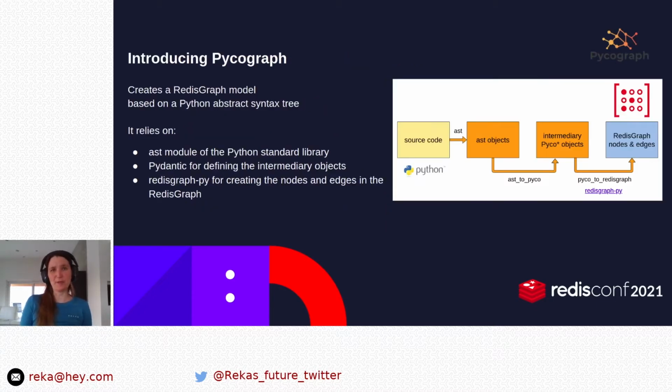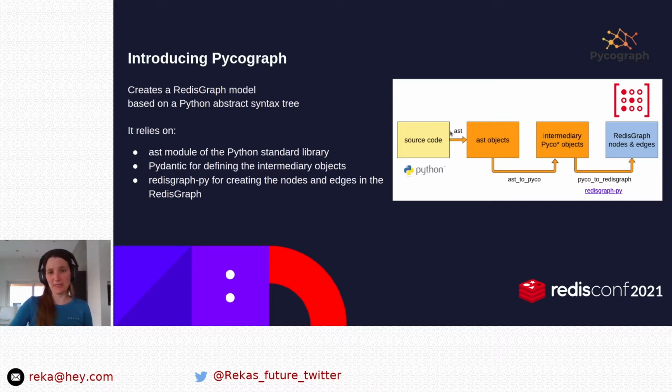In order to answer those questions, we'll model our source code as graph. For that, we are introducing the tool TycoGraph. TycoGraph takes Python code as input and creates a RedisGraph model with nodes and edges from it. The diagram shows the steps of how TycoGraph achieves this.